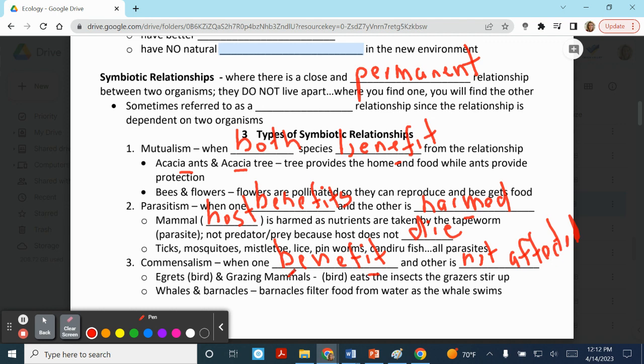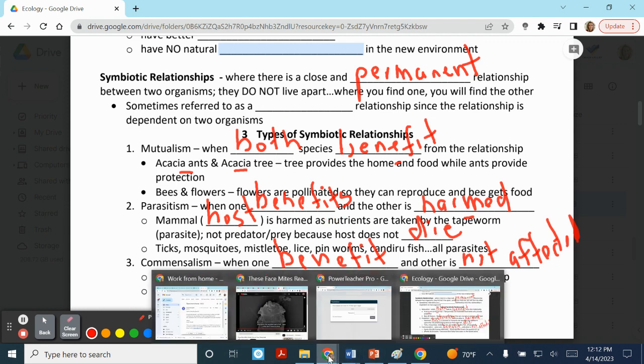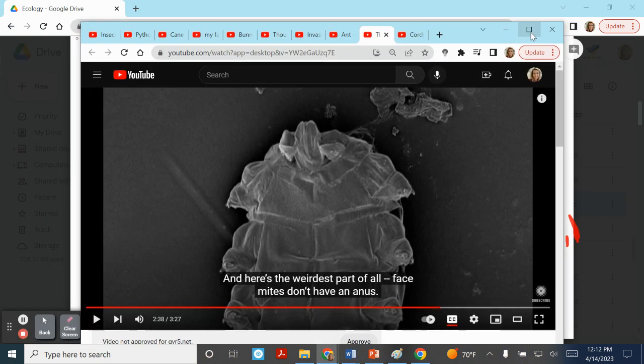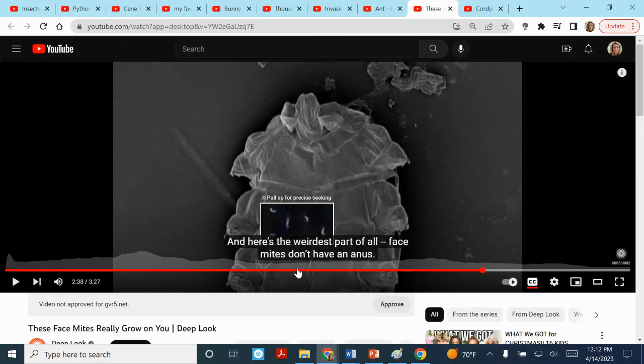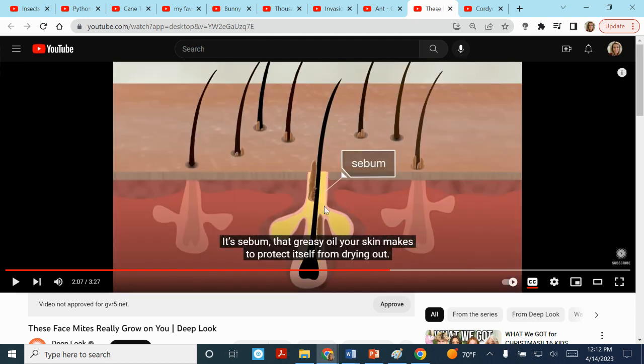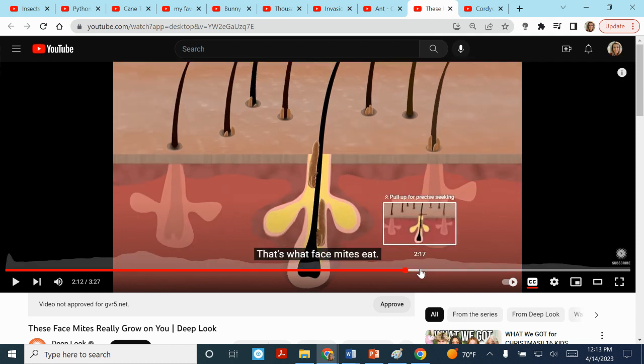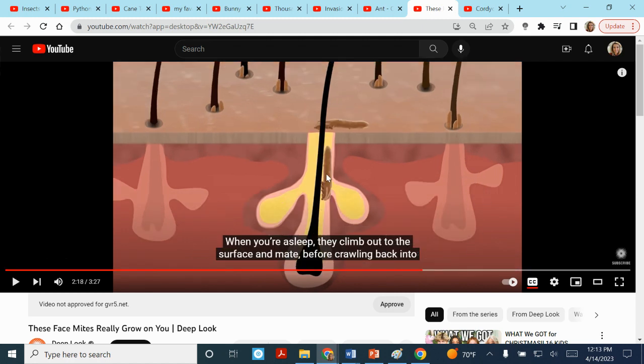So, an example of a commensalistic relationship would be the face mites that live on your skin. They live around hair follicles, and they just eat the oil that you produce. Remember, you produce a wax, which is called sebum. And so they're just consuming some of this extra wax. It doesn't hurt you. It doesn't help you. And there's pretty much no way to get rid of them. Wherever you have humans, they are always going to be carrying these face mites. So that's an example of commensalism.